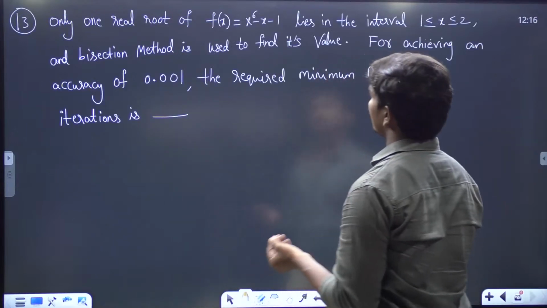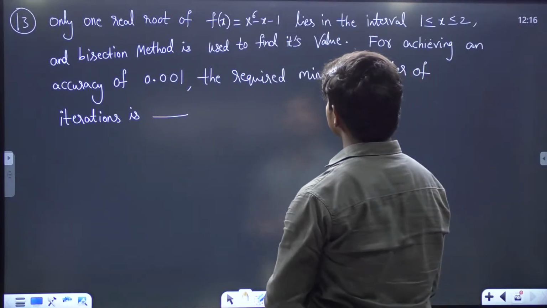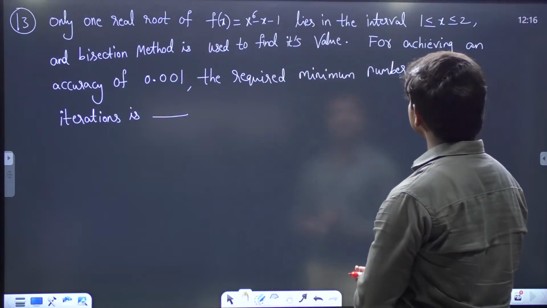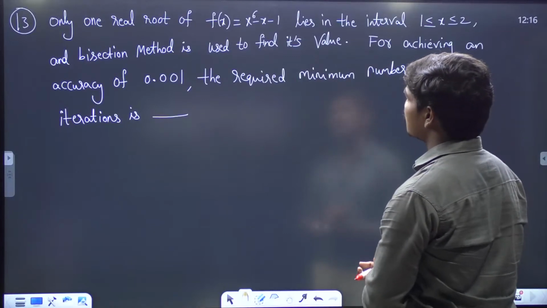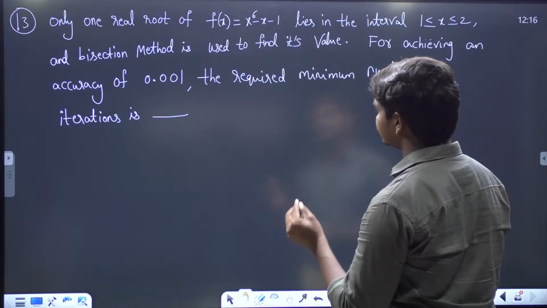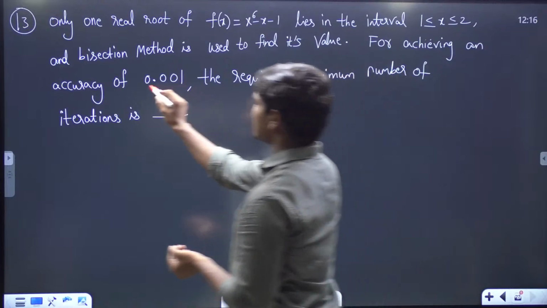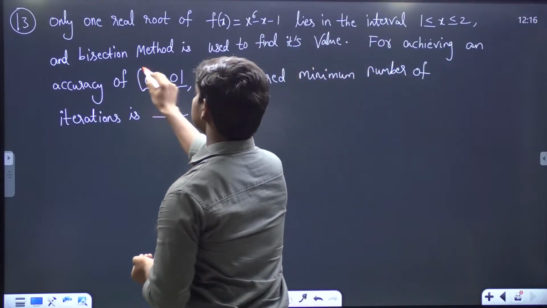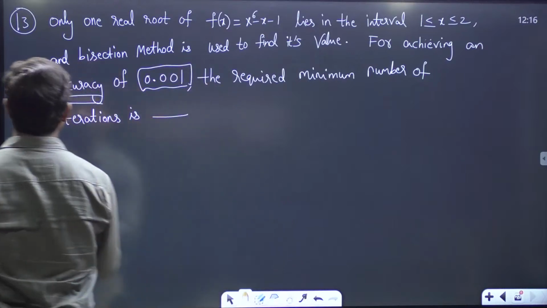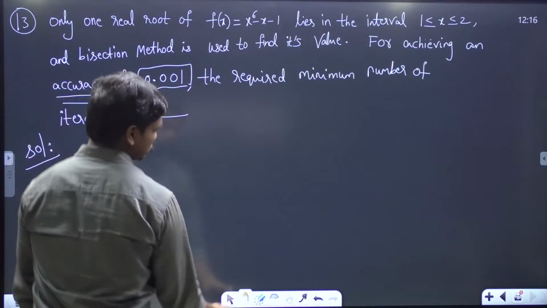Only one real root of f of x is equal to x power 6 minus x minus 1 lies in the interval 1 less than or equal to x less than or equal to 2, and the bisection method is used to find its value. For achieving an accuracy of 0.001, the required minimum number of iterations is, see, now this epsilon is given, which means the accuracy up to which you want is mentioned in this question. So now you can apply the formula I gave you for the bisection method. Solutions. So please see here.